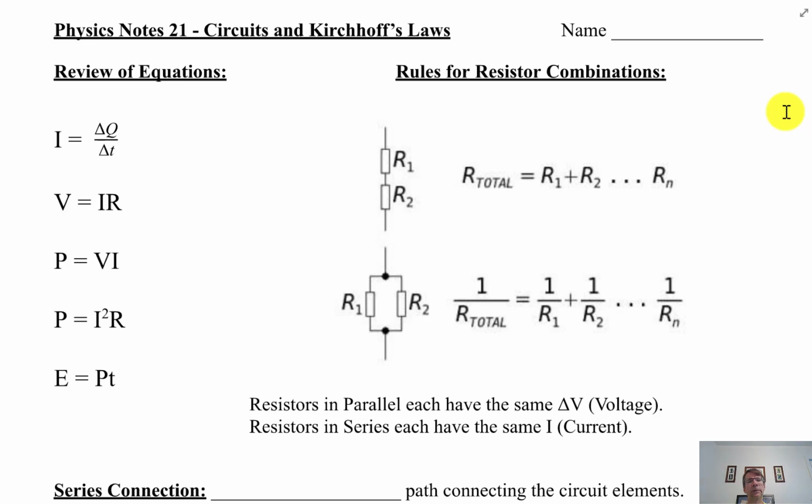Physics Notes, Unit 21, Circuits, Combinations of Resistors, and Kirchhoff's Laws. First, a review of some of the old equations that will still be in play here.